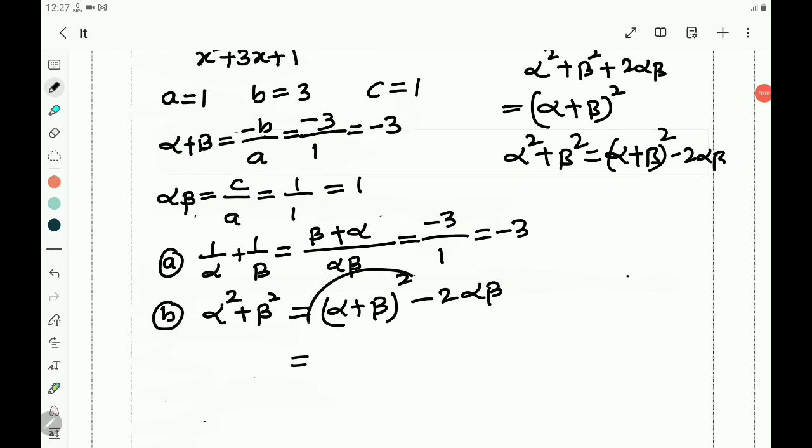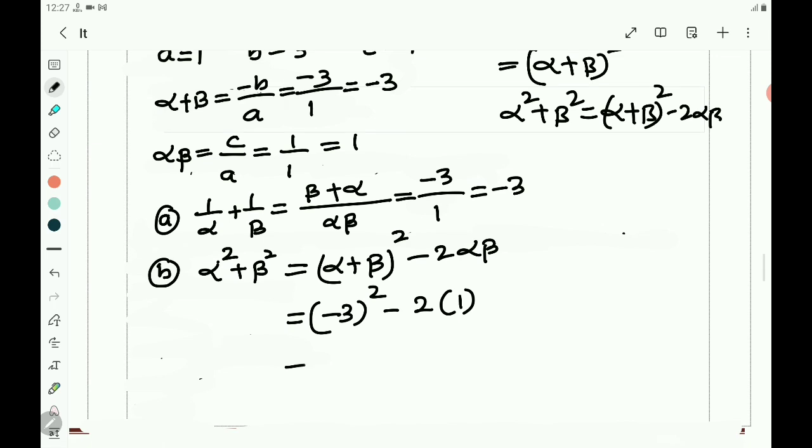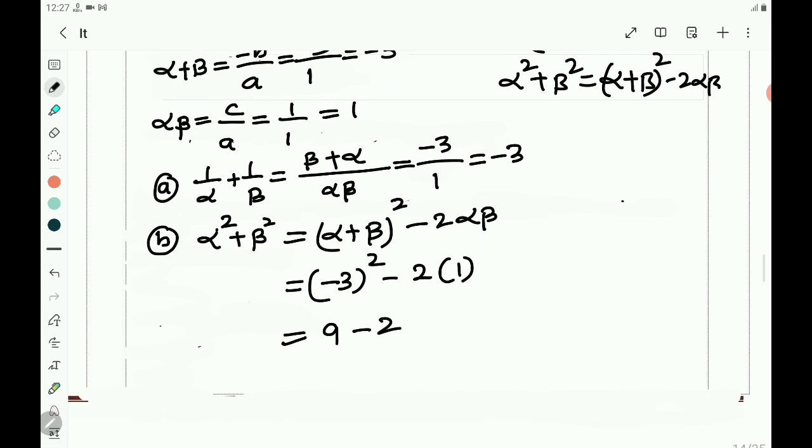Alpha plus beta whole square is minus 3 whole square, because alpha plus beta is minus 3, minus 2 alpha beta is 2 into alpha beta, which is 2 into 1. Then minus 3 whole square is minus 3 into minus 3, which is equals to 9. 9 minus 2 into 1 is 2, which is equals to 9 minus 2, 7.